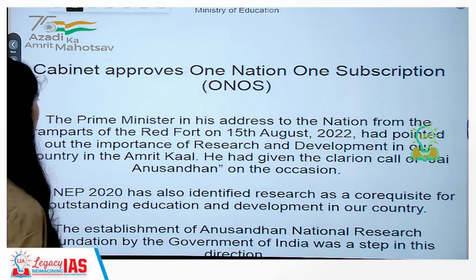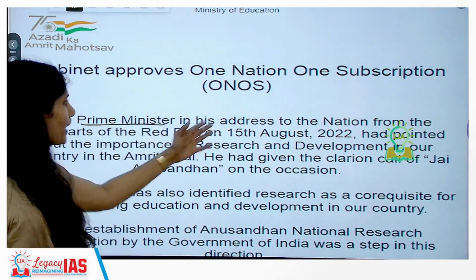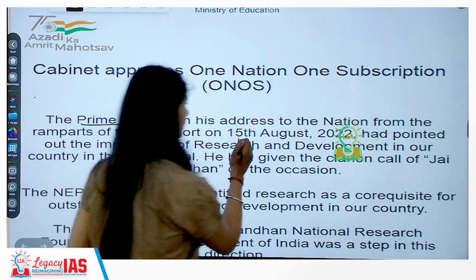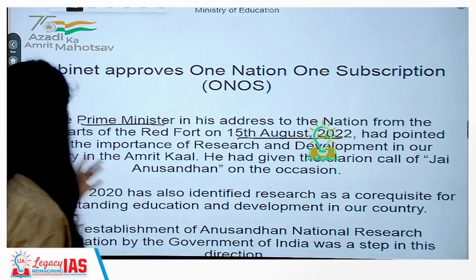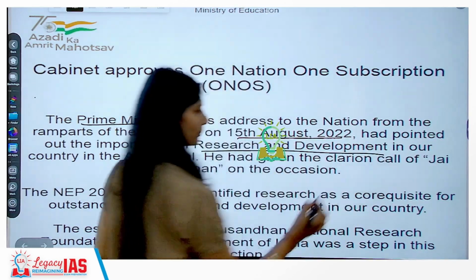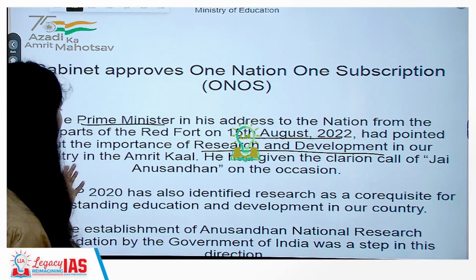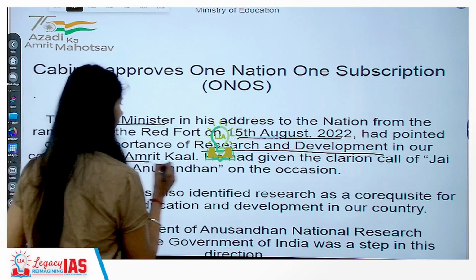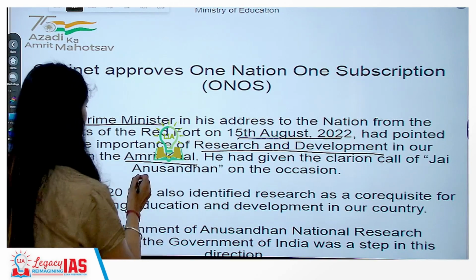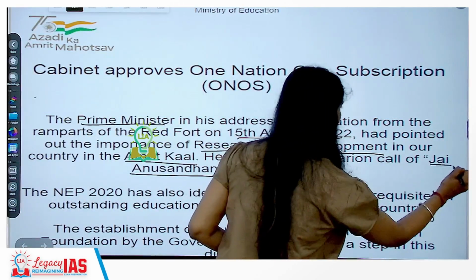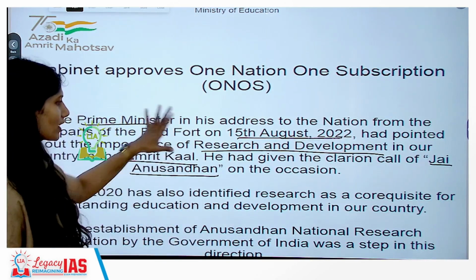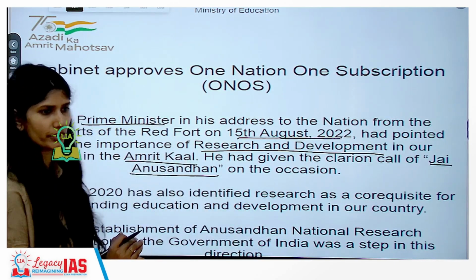Look at this. The Prime Minister, in his address to the nation from the ramparts of Red Fort on 15th August 2022, pointed out the importance of research and development in the country in the Amrit Kaal. He had given the clarion call of Jai Anusandhan. Further down we will also discuss what this is. As of now, let us just read and then I will explain what it is.